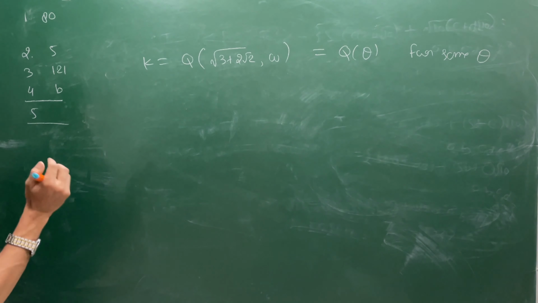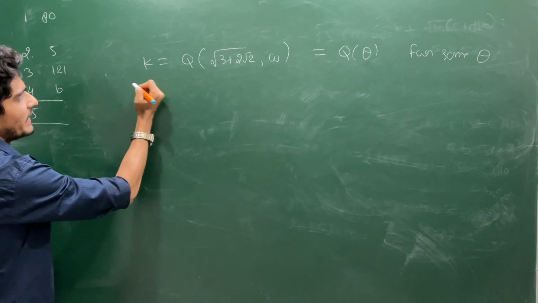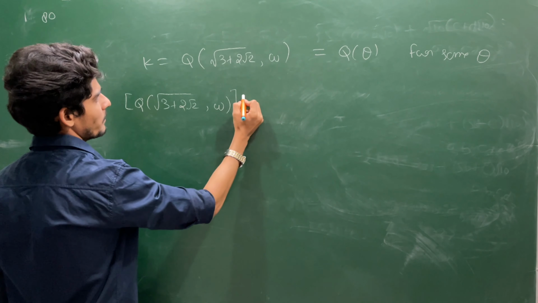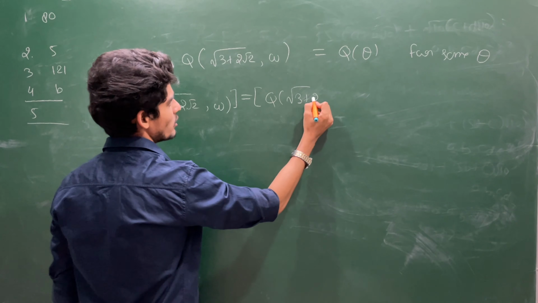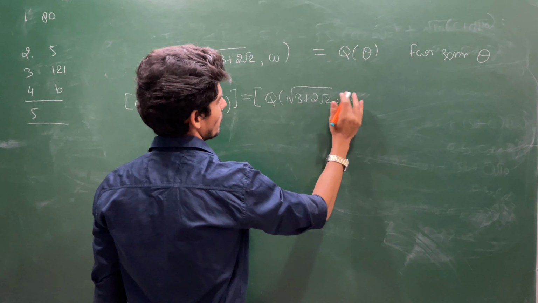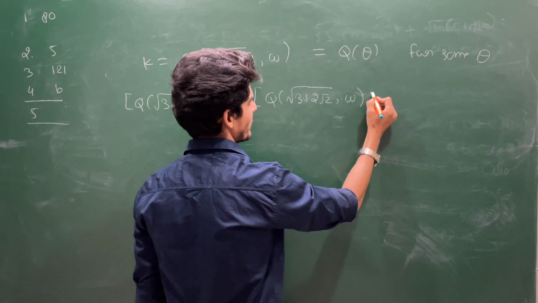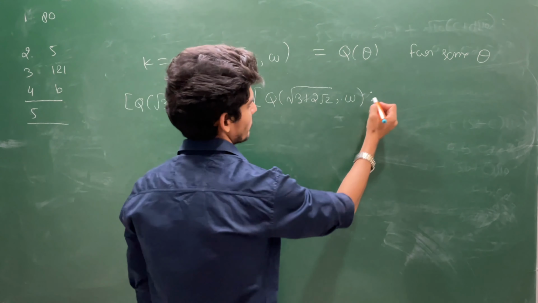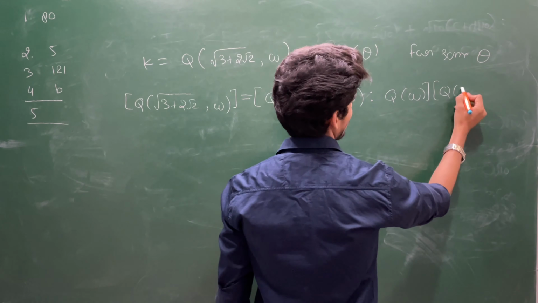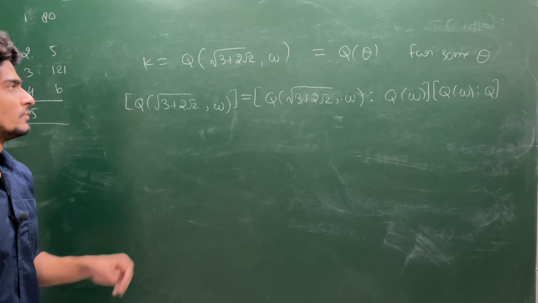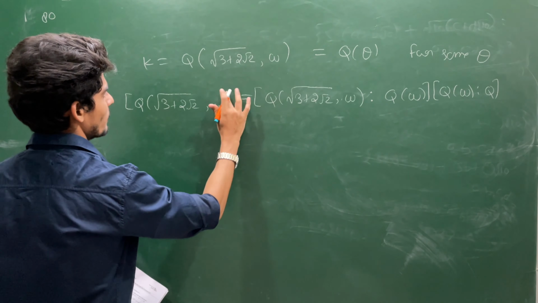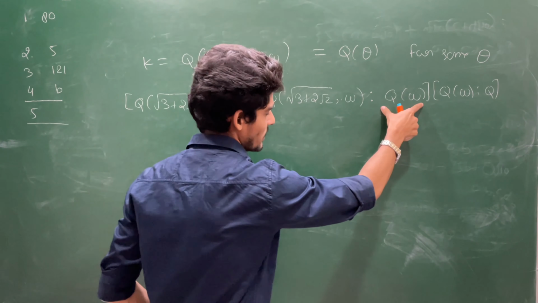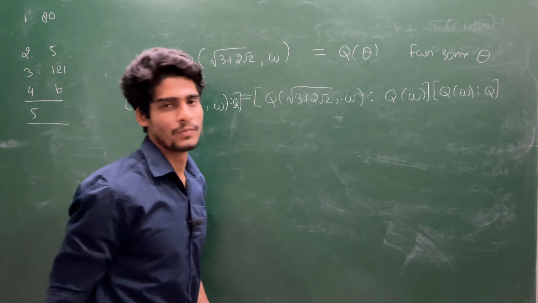So what can you do here? You can do one thing. We need to find the degree. So Q adjoint square root of 3 plus 2 square root of 2, comma omega. First you restrict this: Q(omega) and Q adjoint omega over Q. This is the notation for the degree of this extension. The degree of this extension over Q is the same as the degree of this extension over this structure, and the degree of this structure over this Q structure.